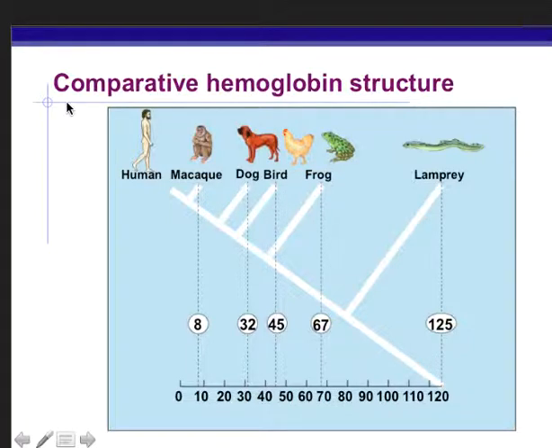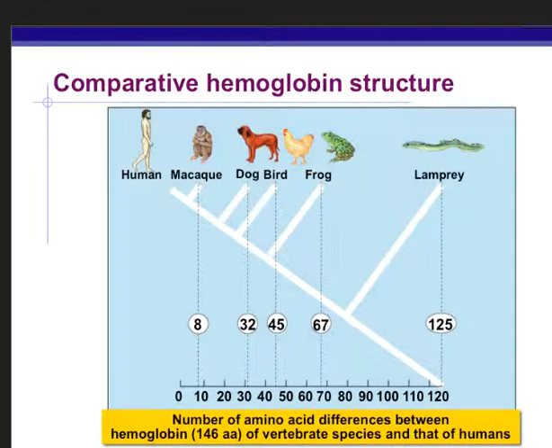They can also compare the hemoglobin structure. Not everything has the hemoglobin structure. A lot of things have hemoglobin, but the structure of it differs in the different amino acid sequences. So this graph shows the number of amino acid differences between hemoglobin of vertebrate species and that of humans. We've got amino acid differences from a human and a macaque, 8 different, 32 different from a dog to a human, 45 from a bird to a human, 67 to 125.